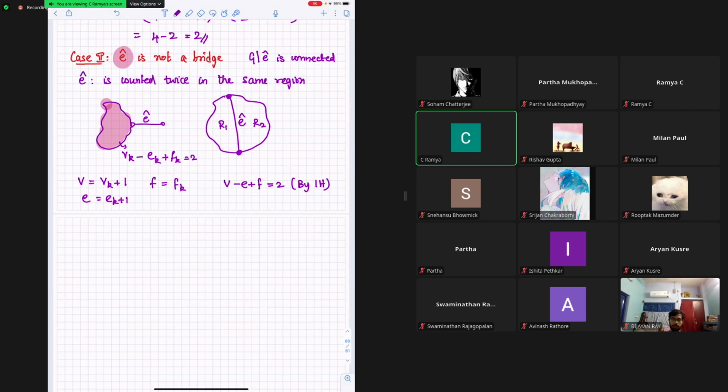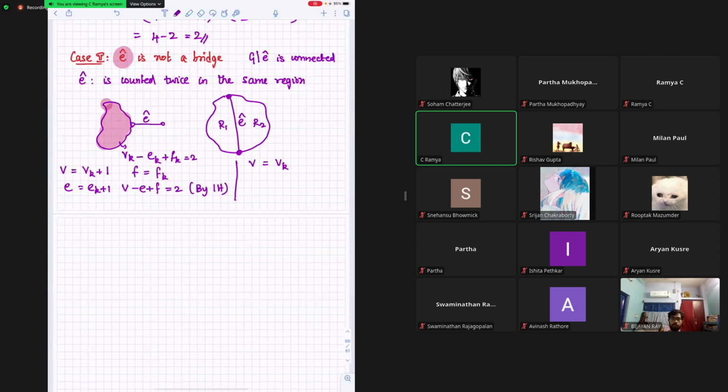So now we want to look at this. Okay, so now let's just look at this set. Here, if I remove this edge E, the number of vertices will not change. So the number of vertices V is exactly the number of vertices that you obtain in the graph after removing the edge E. The number of edges is certainly E_k plus 1, where this 1 is for the edge E.